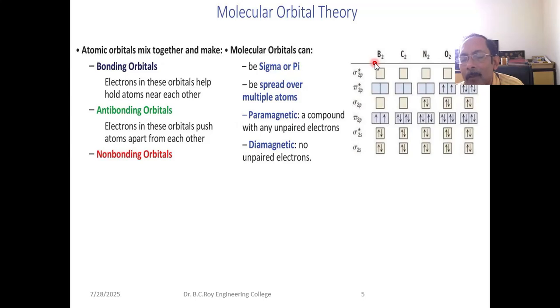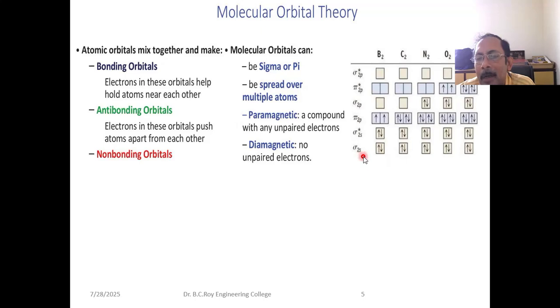But sigma 1s and sigma 1s star, as they are inner electronic core, their bonding anti-bonding interaction is negligibly small, so you can ignore them. So now the bonding that I am showing here is only sigma 2s, sigma 2s star, and pi 2p. Others are empty because out of 10 electrons, 4 we have ignored, so total 6 electrons now you have.